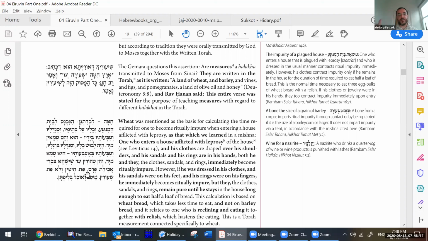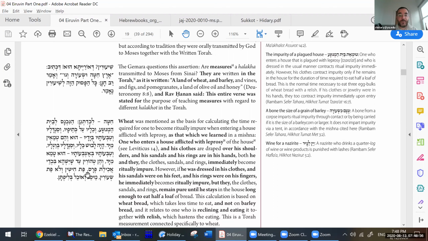Okay, so this is a slightly complicated halacha. I'll explain the halacha, then I'll tell you what it has to do with wheat. If you go into a house that has leprosy, mold on the house, and the Kohen comes and says this is tzara'at, then everything in the house becomes tameh.